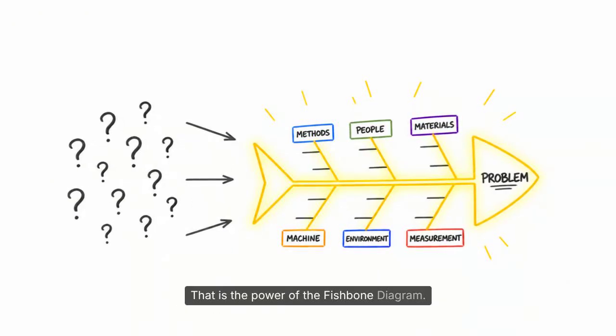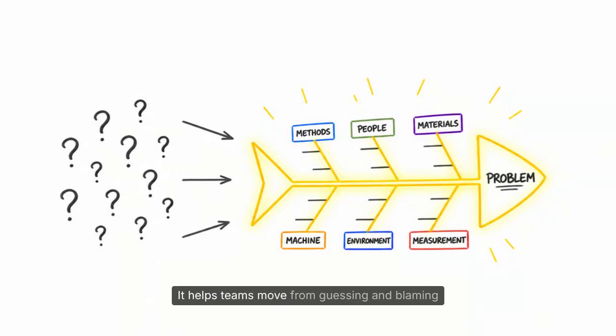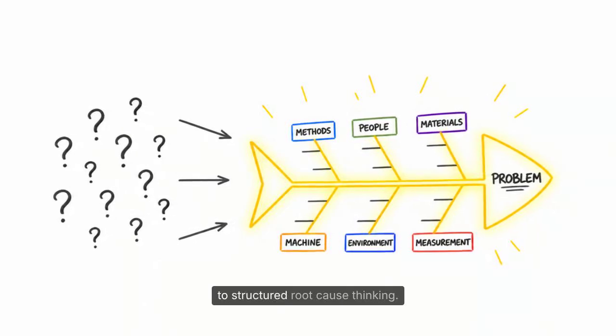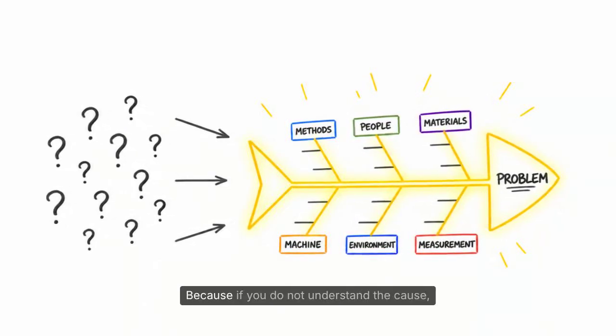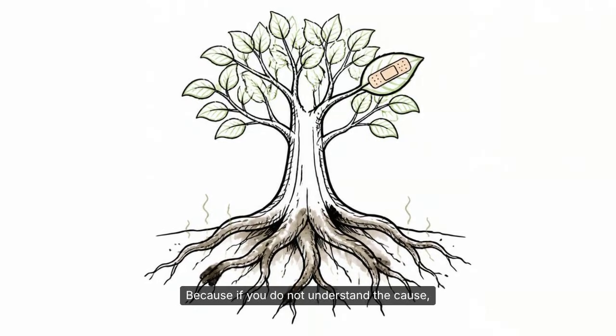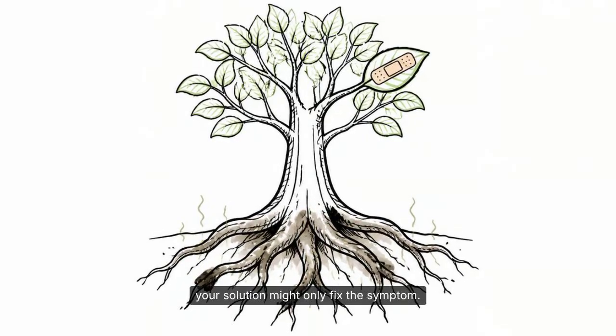That is the power of the fishbone diagram. It helps teams move from guessing and blaming to structured root cause thinking. Because if you do not understand the cause, your solution might only fix the symptom.